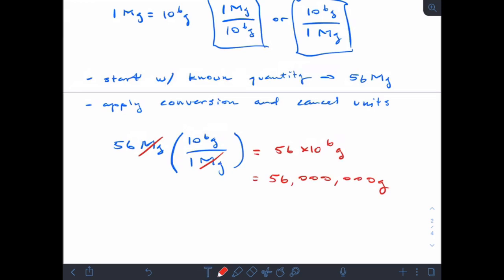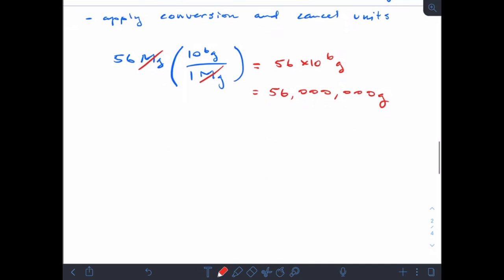Right? So the important thing is start with your known quantity and then use a conversion factor that puts the quantity that you want to get rid of on the bottom. Right? Let's do a couple more examples of that. So here's our question. How many centimeters are in 25 kilometers?